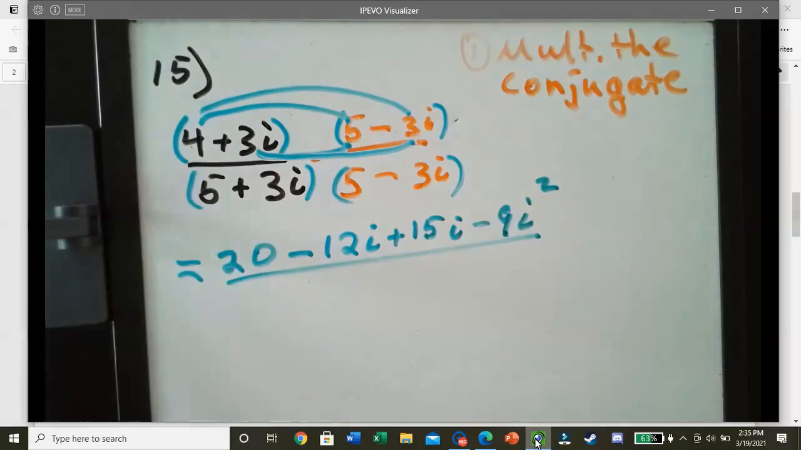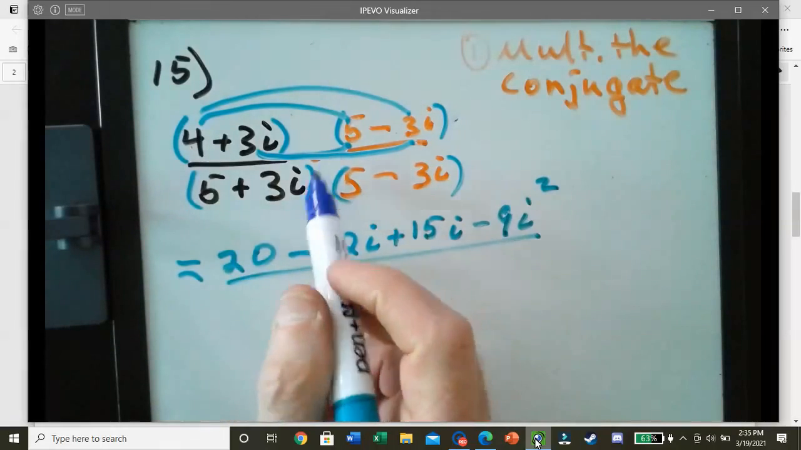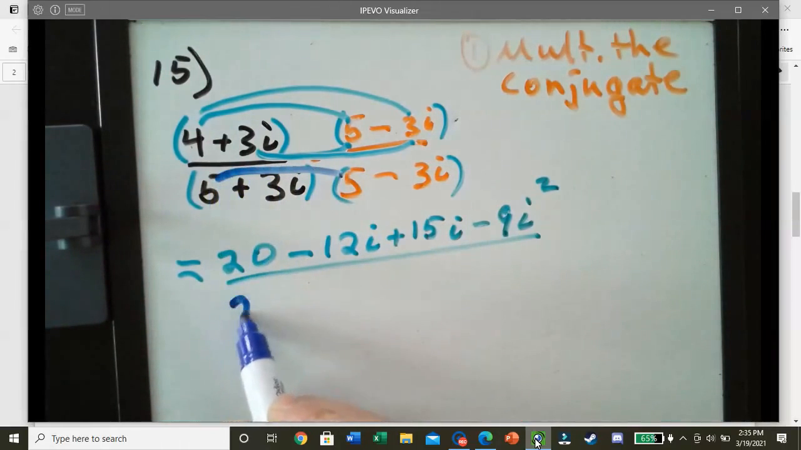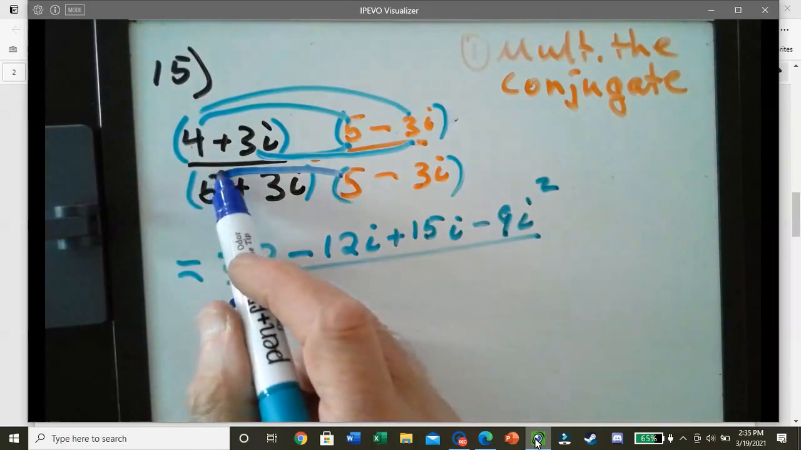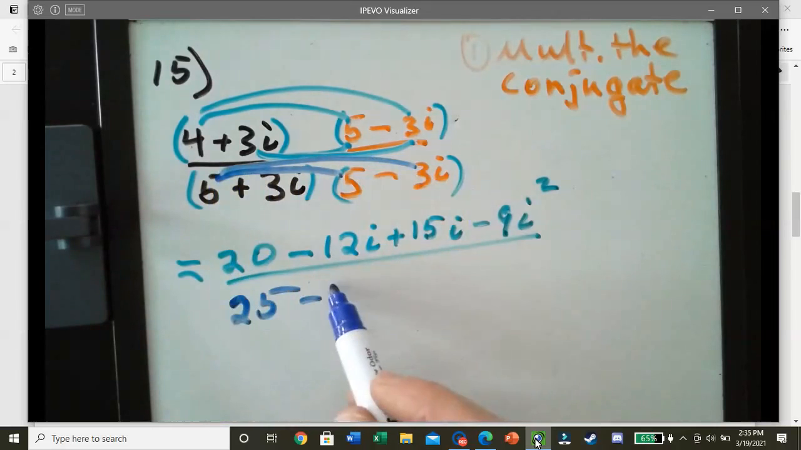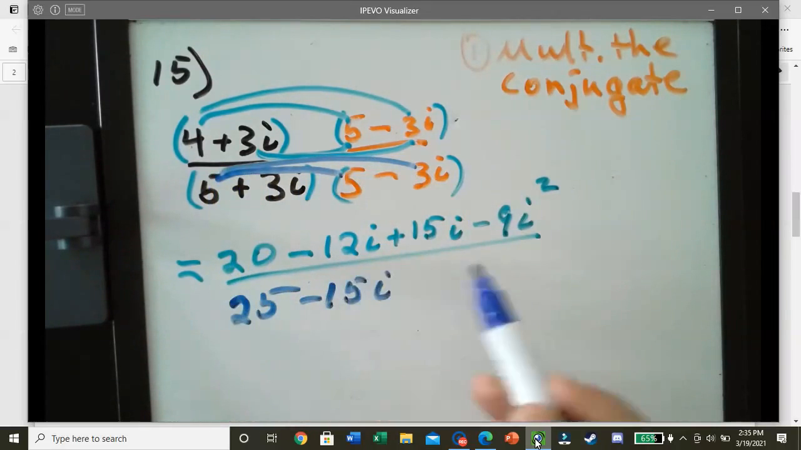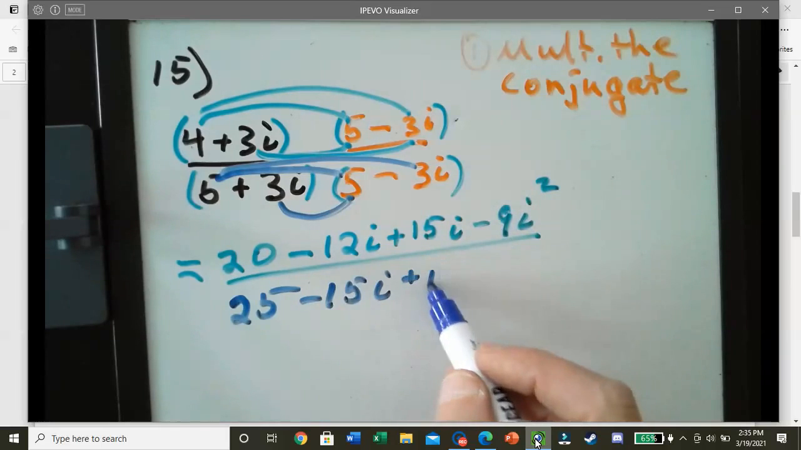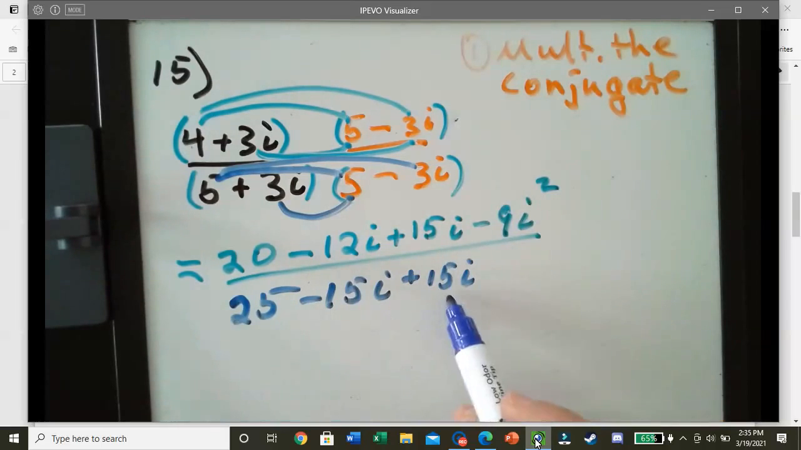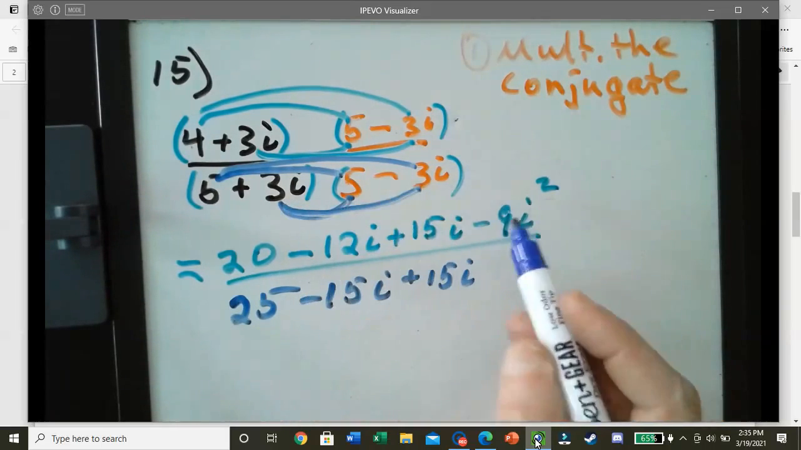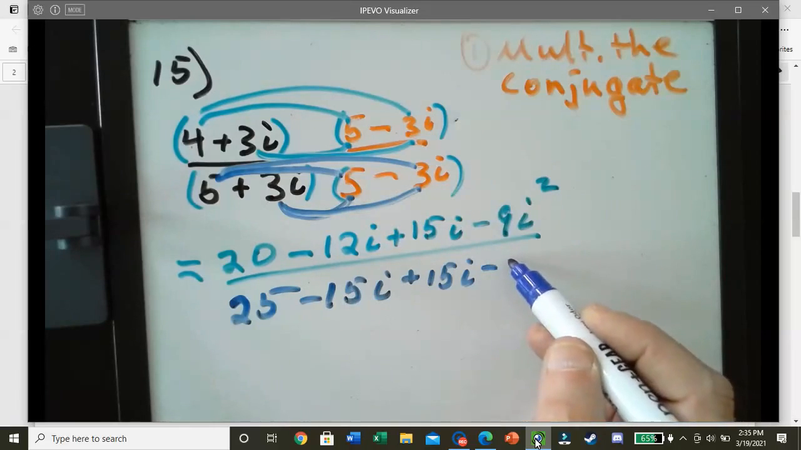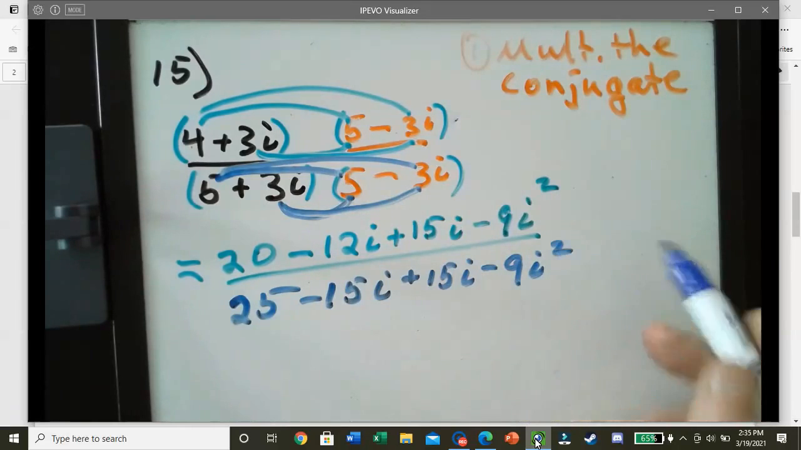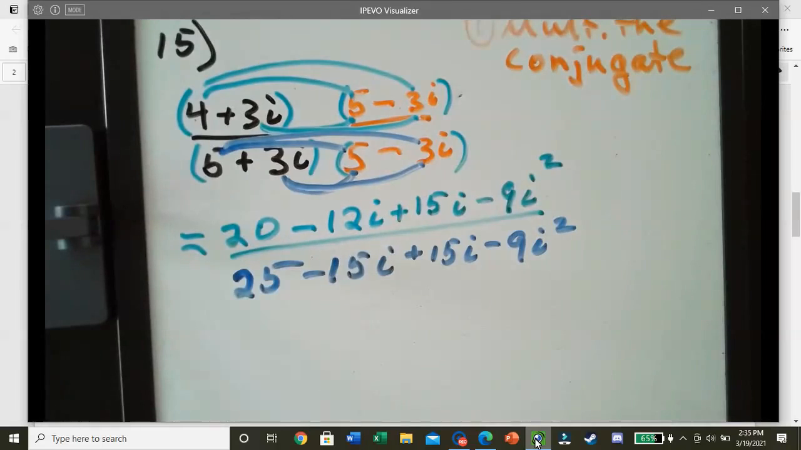Okay. Now we do the same thing with the denominator. Multiply the two first. 5 times 5 is what? 25. And then the two outer, right? 5 times negative 3i is a negative 15i. And then 3i times 5 is a plus 15i again, right? But one's minus and one's plus. And then 3i times a negative 3i is a negative 9i squared. Good. Questions so far?